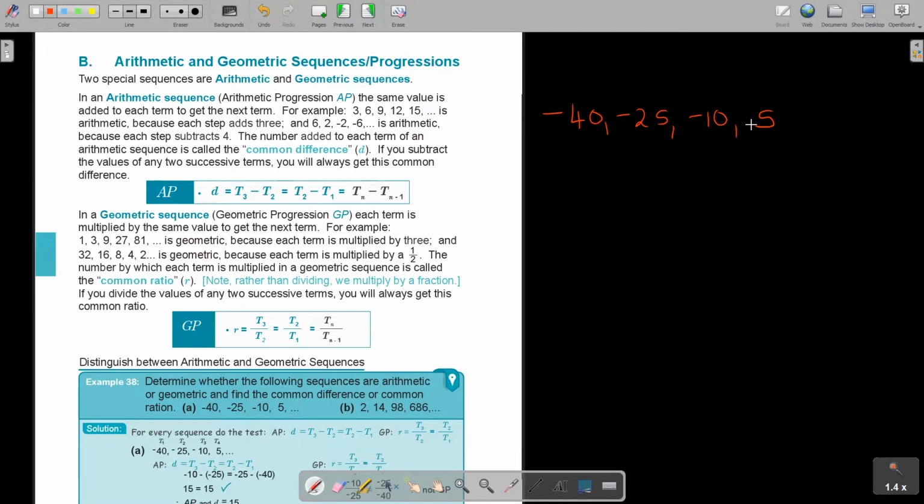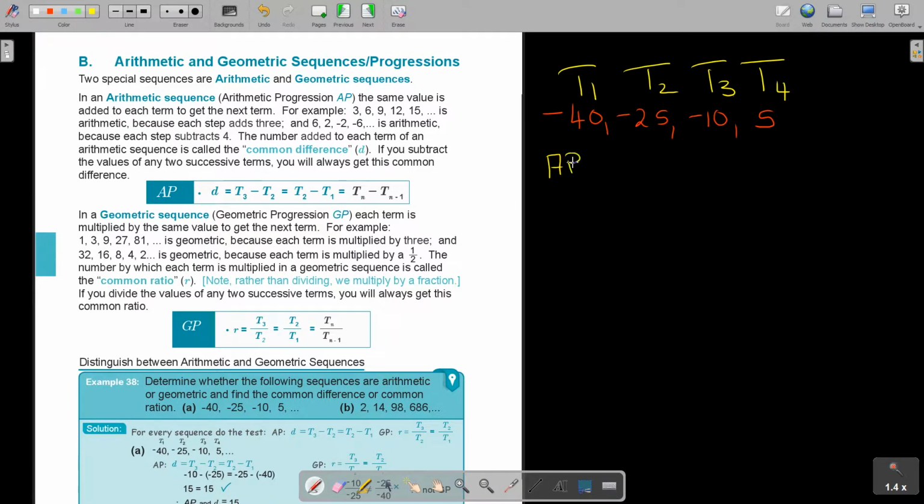Now, always, you must know that in the AP, this is term 1, this is term 2, this is term 3, this is term 4, and so on. So with an AP, you will always do subtraction. You take the one in front and you subtract the one behind. Take the one in front, subtract the one behind. If you then get the same answer, it is an AP. So let's test.